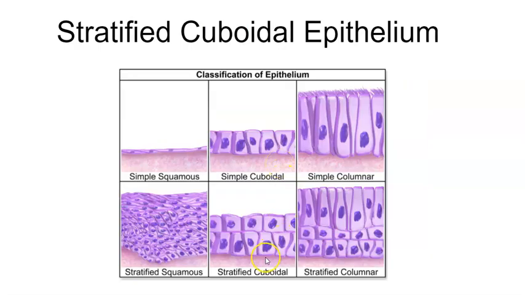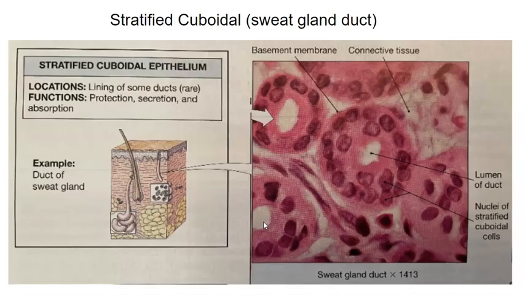Now stratified cuboidal, that's just multiple layers of cuboidal cells. This is the duct of a sweat gland. Looks like we have 2 layers of cuboidal cells, so stratified cuboidal.